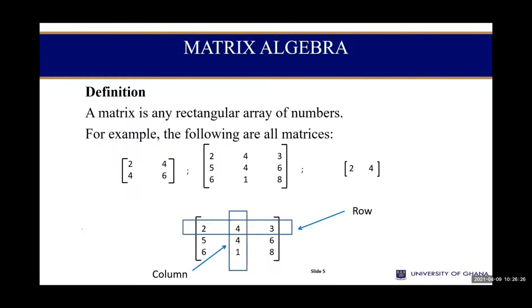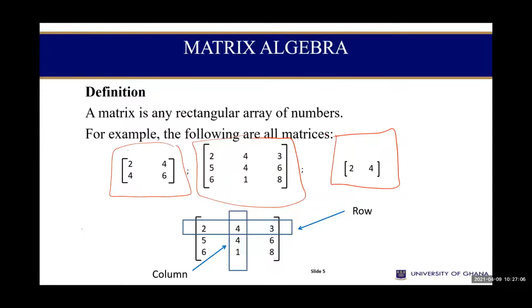So what is a matrix? My dear friends, matrix simply, we are looking at how we can arrange some set of numbers, okay? And that arrangement, if we do it in a rectangular array, then we can call that arrangement a matrix. So a matrix is any rectangular array of numbers. For example, you can see that I have this arrangement, that arrangement, and this arrangement. All these arrangements represent matrices.